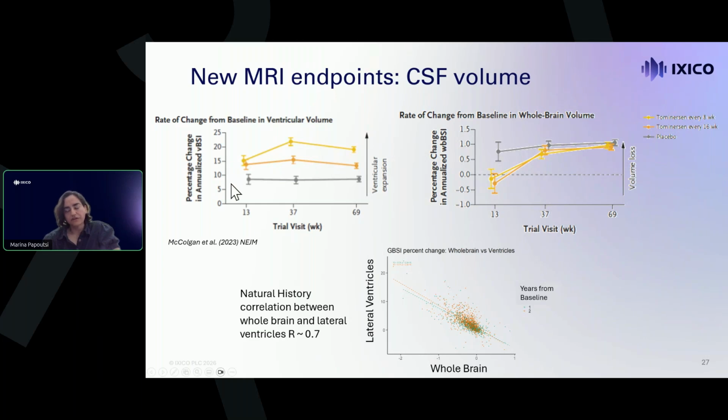Basically, the observation is that you have these dose-dependent increases in lateral ventricular volume change. And these are not accompanied, in this case, particularly for tominersen, by similar changes in the whole brain.